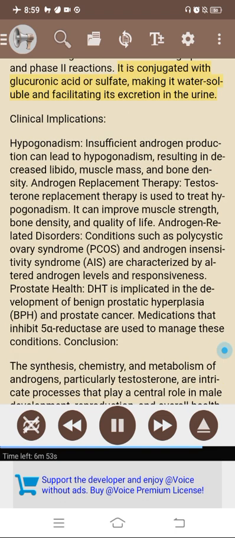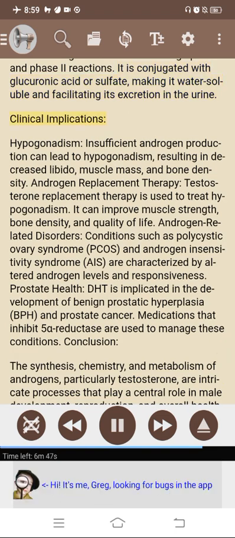It is conjugated with glucuronic acid or sulfate, making it water-soluble and facilitating its excretion in the urine. Clinical implications. Hypogonadism. Insufficient androgen production can lead to hypogonadism, resulting in decreased libido, muscle mass, and bone density. Androgen replacement therapy. Testosterone replacement therapy is used to treat hypogonadism. It can improve muscle strength, bone density, and quality of life.